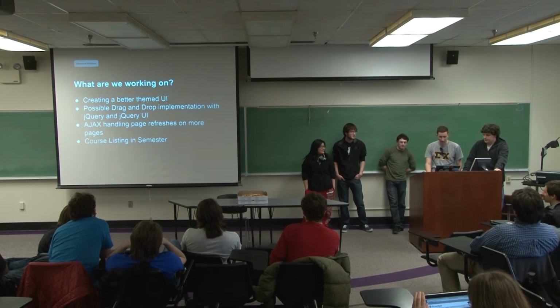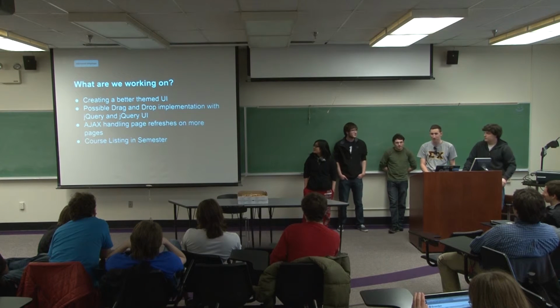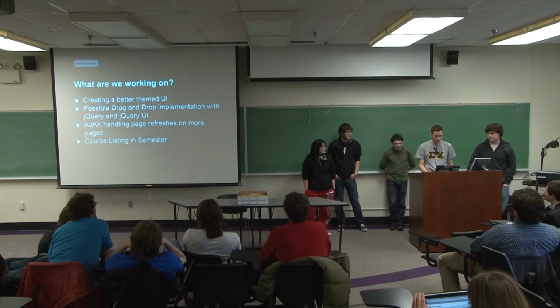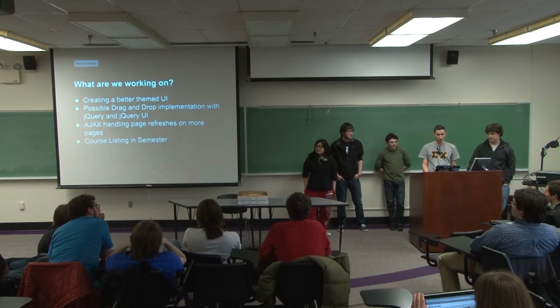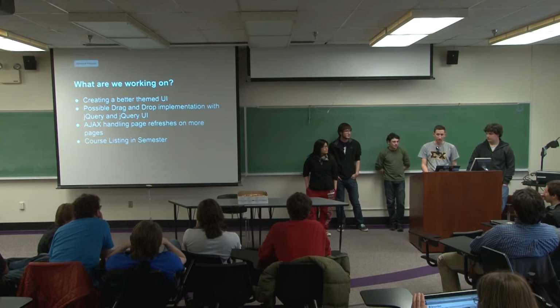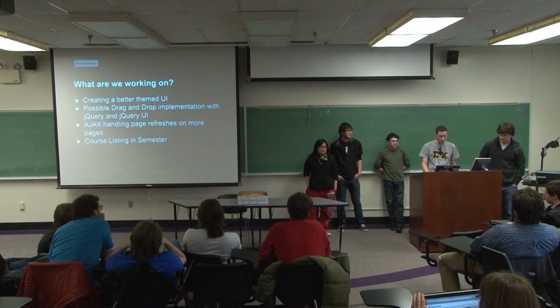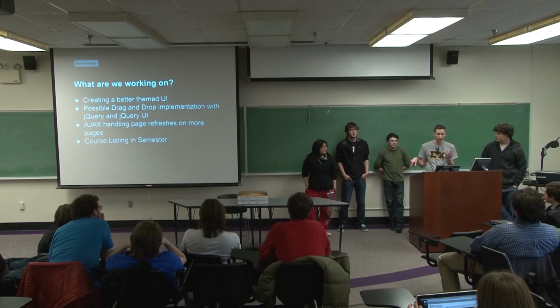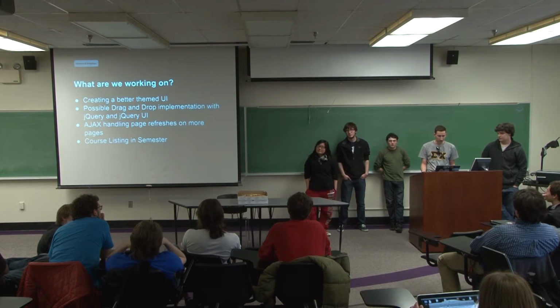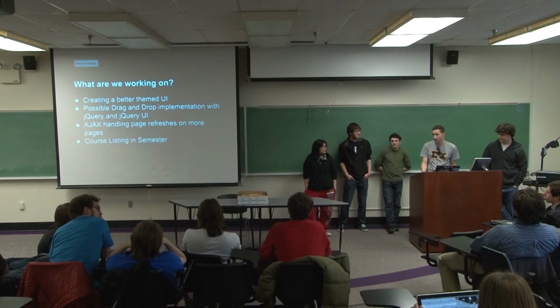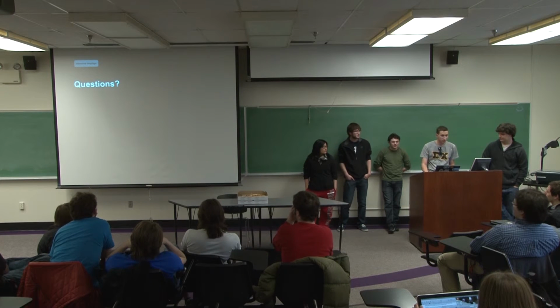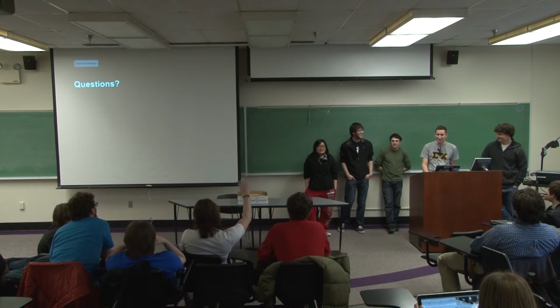So this is what we're working on, creating a better themed UI. It's pretty bland right now, so we're looking into more Bootstrap libraries for that. Possible drag and drop implementation with jQuery and jQuery UI. It's something we've checked out, and there are libraries that support mobile use, so instead of hitting that plus button, you could just drag it into a div or table. Adding more Ajax for handling page refreshes, and of course listing in semesters. Do you have any questions and or recommendations?